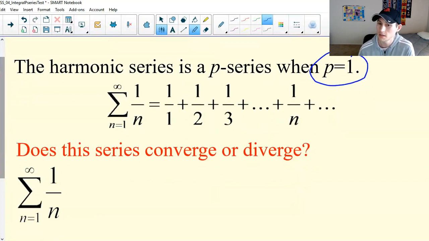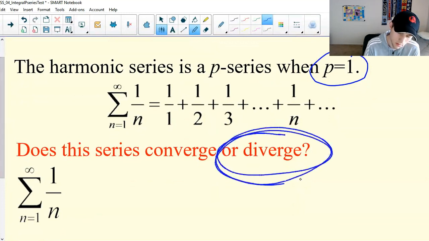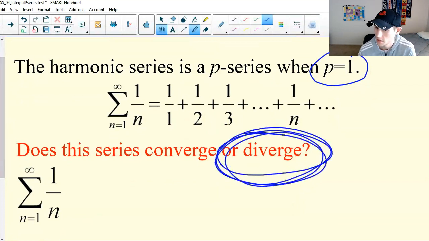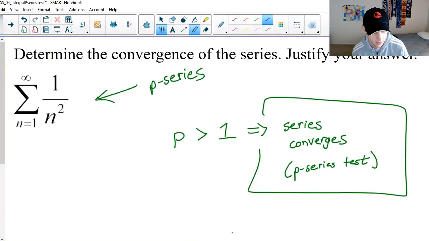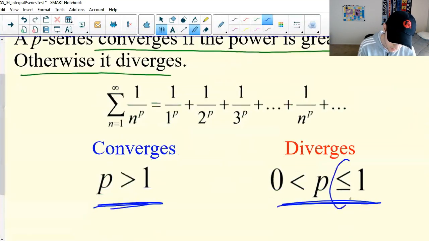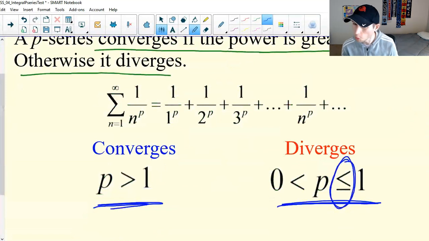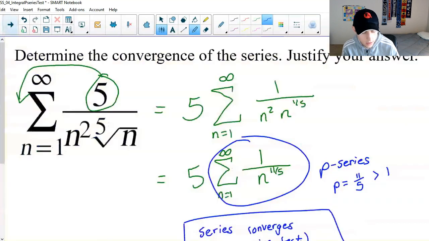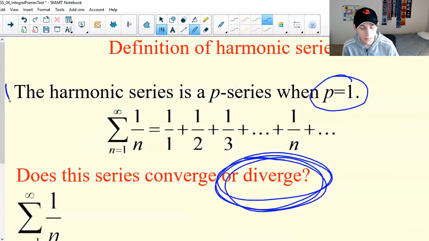Harmonic series. Since P is equal to 1, this diverges. That was part of our original rules, so this isn't anything different. Notice that this says if it's less than or equal to 1, then it diverges. So in the case that it is exactly equal to 1, it still diverges, but we just call it the harmonic series.